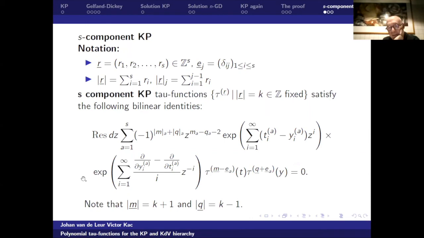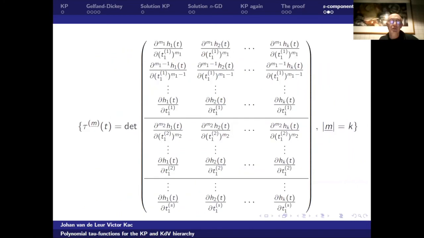So here is this expression somehow in different taus. And then, of course, the question is, what are the polynomial solutions? And in fact, these are the polynomial solutions. So it's sort of a Wronskian here. But the difference is that the matrix is a K by K matrix, I think.